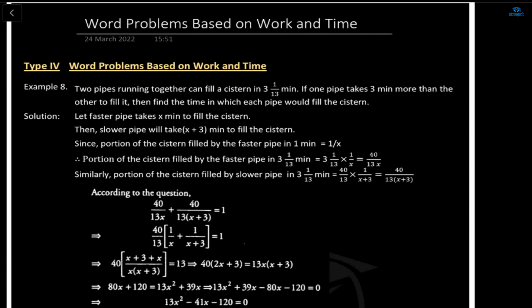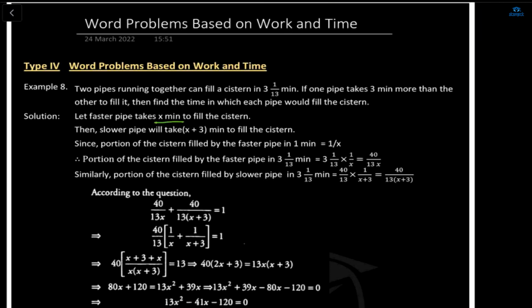Obviously, one pipe will be thicker and one pipe will be smaller. So we are going to assume that the larger pipe fills the cistern in x minutes. Let the faster tap fill in x minutes. Why minutes? Because everything is with respect to time. If the larger pipe takes x minutes, and the question says the other pipe takes 3 minutes more, then the smaller pipe fills the cistern in x plus 3 minutes.